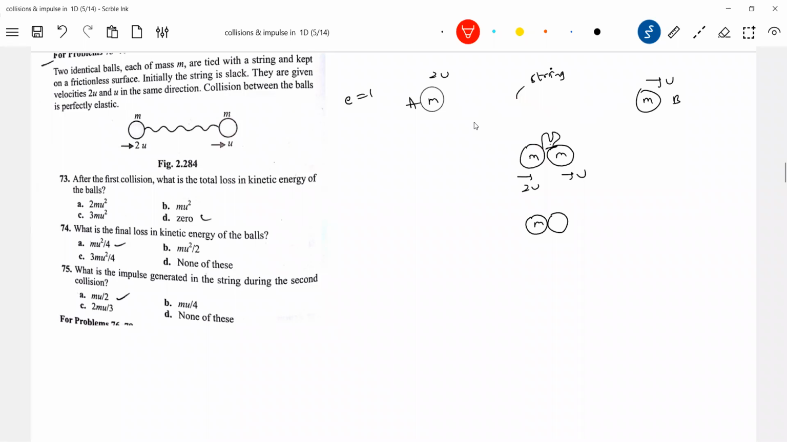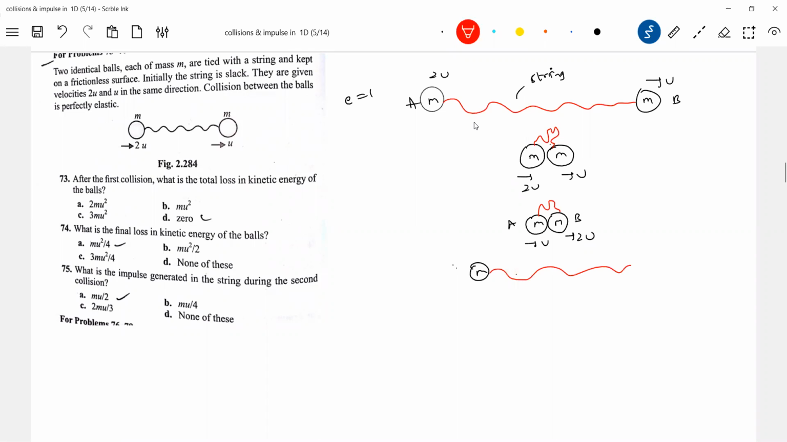This string I'll show in red color. It'll be easy for you. So this will be moving with a new speed 2u, and this will be u. Collision occurs. And now what will happen? This is A, this is B. So gradually what will happen? This will be this condition.